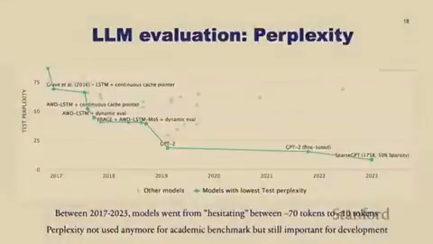Perplexity really improved. That's perplexity on a standard dataset between 2017 and 2023. It went from about 70 tokens to less than 10 tokens over these 5-6 years. That means the models were previously hesitating between 70 words every time they generated a word, and now they're hesitating between less than 10 words. That's much better. Perplexity is actually not used anymore in academic benchmarking, mostly because it depends on the tokenizer you use and on the actual data people evaluate on, but it's still very important for the development of LLMs. When you train your own LLM, people will still really look at the perplexity.